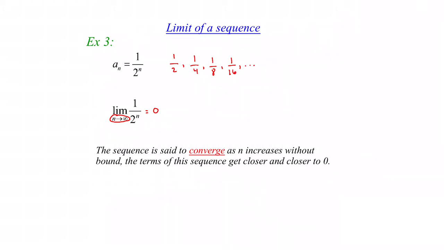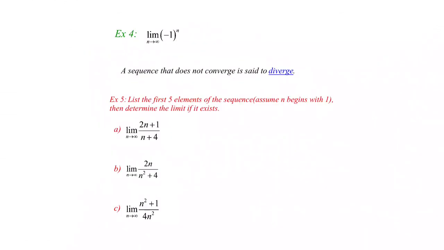So if it converges as n increases without bound, it means n goes to infinity, and the terms of this sequence get closer and closer to 0. And that's one way of looking at a sequence and trying to find its limit: just look at the pattern and the terms and see if you can identify where it's going and what it's getting closer to.